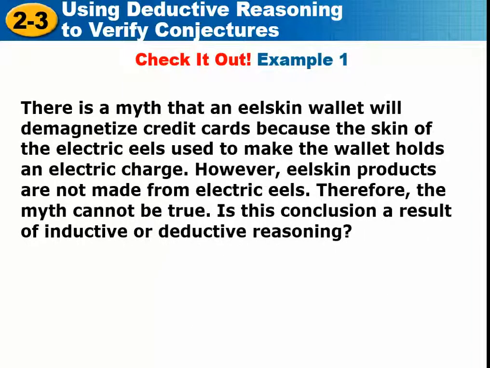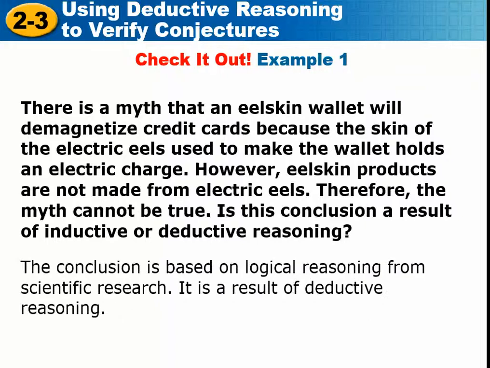Okay, here's one more myth. A myth that the eel skin wallet will demagnetize credit cards because the skin of the electric eels used to make the wallet holds an electric charge. However, eel skin products are not made from electric eels. Therefore, the myth cannot be true. This is just using facts and logic. It is an example of deductive reasoning. It's not looking at a pattern or past examples.